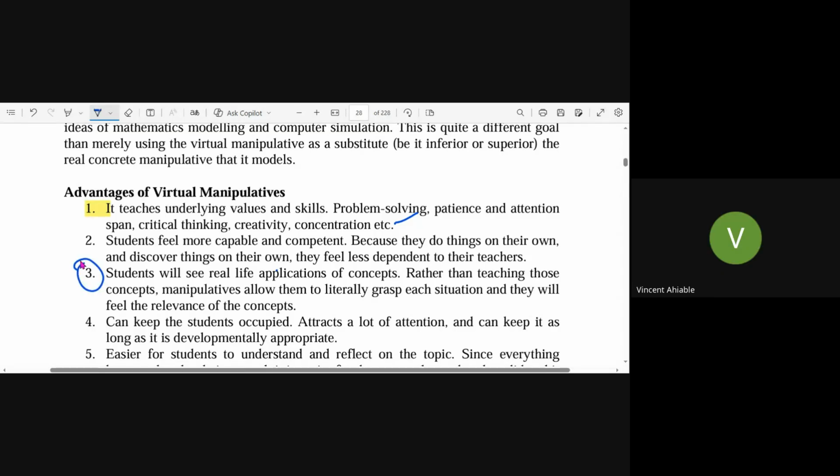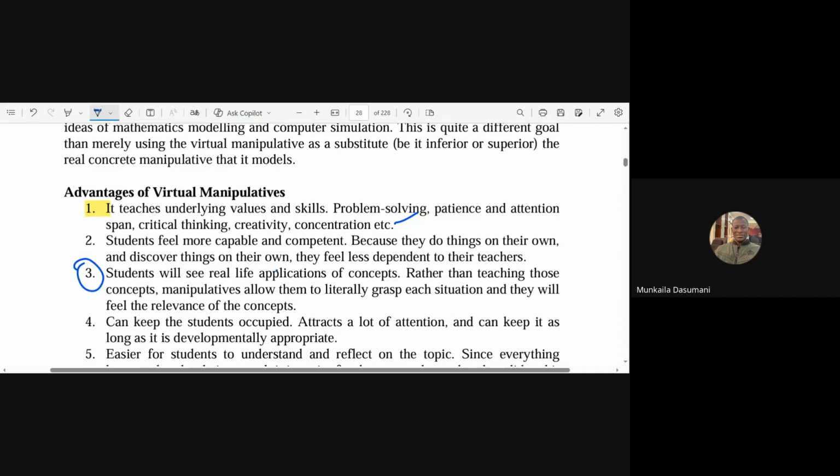Students will see real-life applications of concepts. So rather than just teaching those concepts, manipulatives allow them to literally grasp each situation, and then they will feel the relevance of the concept. So here you don't have to talk much as teachers used to do. These days you just have to introduce it. Yours is to just guide, and then students will learn on their own.